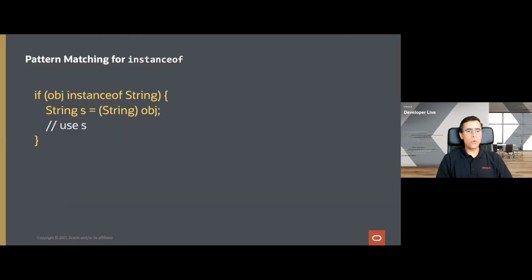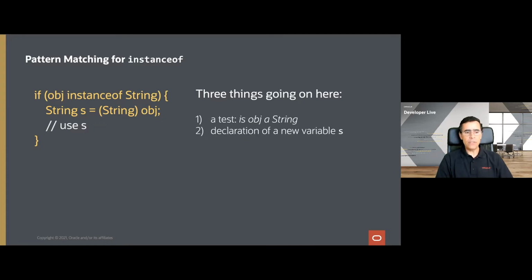We've all seen or written code like this. We have an object which could hold different types, and we want to do something if it happens to be of a particular type. Now, in this simple statement, we have three things going on. First, we have to test to see if the object is a string. Then, if it is a string, we have to declare a new string variable so that we can cast the object.